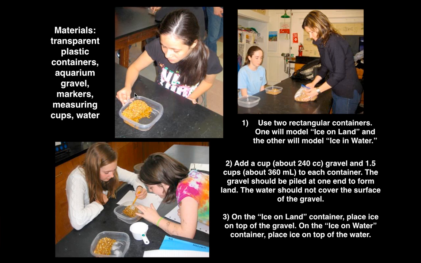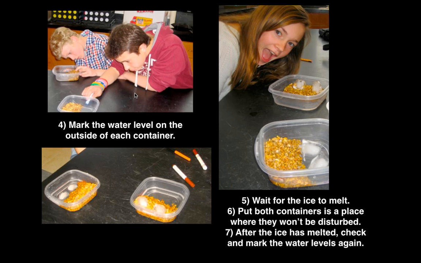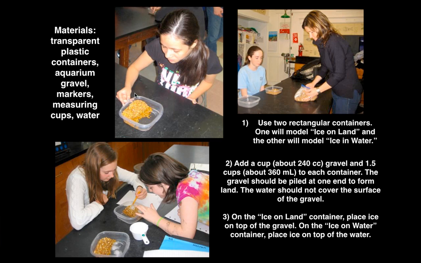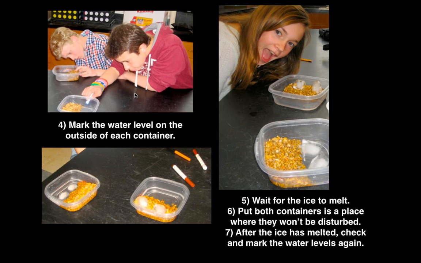So again, it's simple materials for this one. We just used a couple containers, one to model ice on land and the other one to model ice in the water. So you add gravel to each container in a way that it slopes and is piled up at one end to form the land. And then you add water to each container to represent the ocean, but you have to make sure that water doesn't cover the gravel. So you want the land to stay dry.